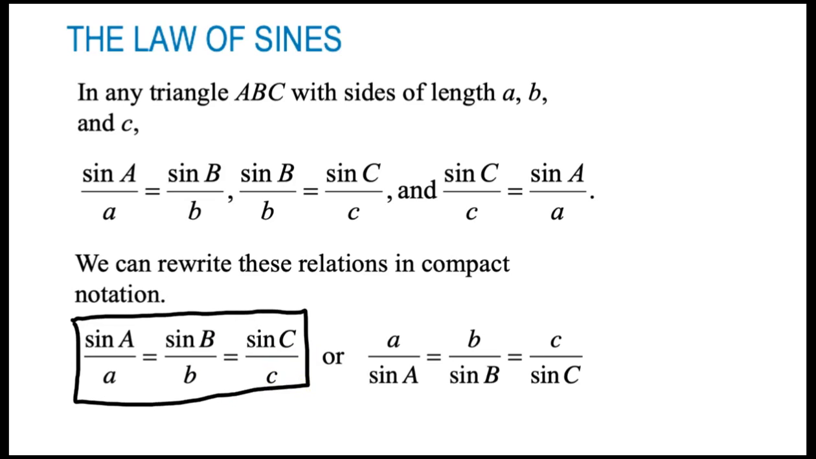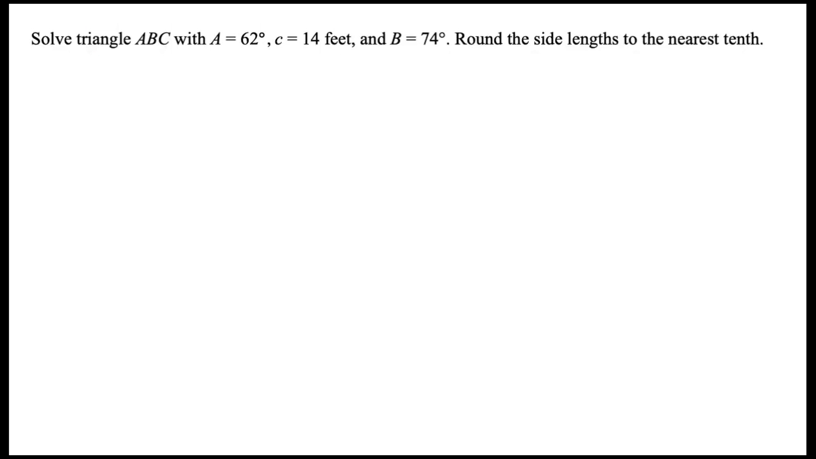So let's go through an example. All right, so in this problem, it says solve triangle ABC, where we know angle A is 62 degrees, side c is 14 feet, and angle B is 74 degrees. So let's start by drawing a picture. Okay, draw a triangle. It doesn't really matter what the triangle looks like. All right, but let's draw a triangle.